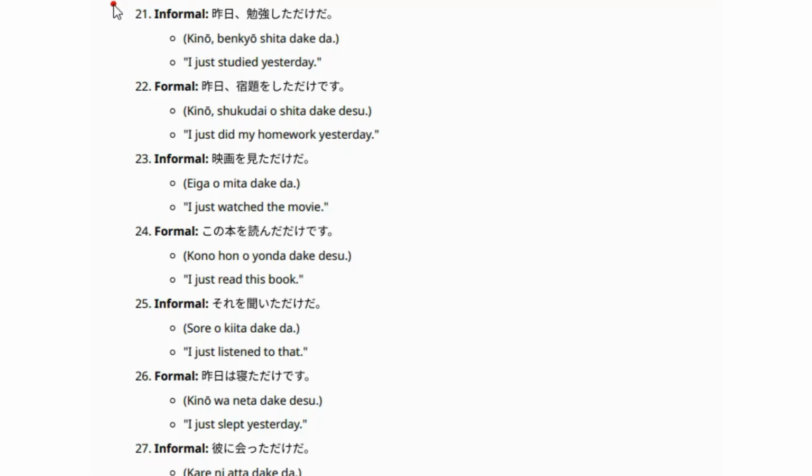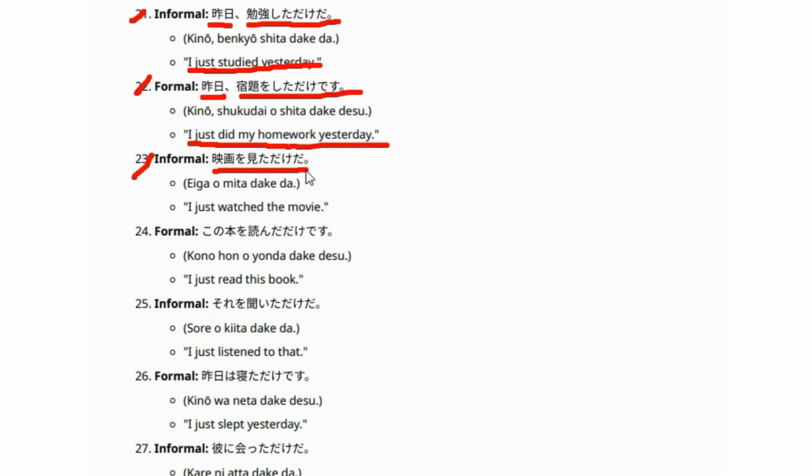Now let's see some past sentences. The first one is kinou benkyou shita dake da, I just studied yesterday. The next one is kinou shukudai o shita dake desu, which means I just did my homework yesterday. The next one is eiga o mita dake da, which means I just watched the movie.